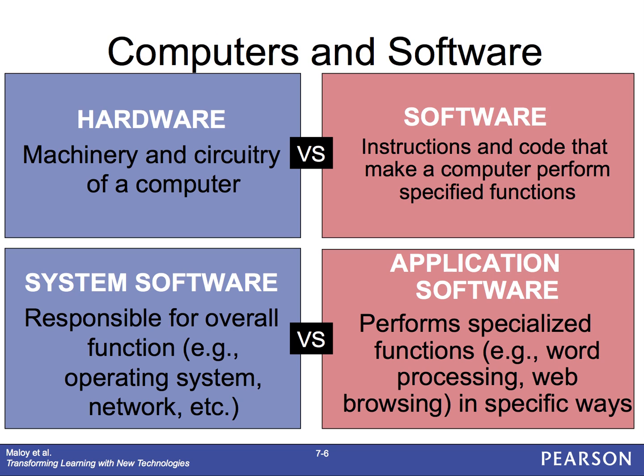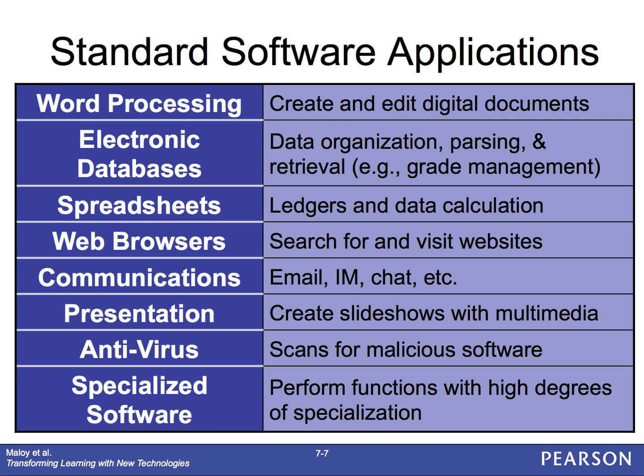Computers and software. I'm not going to go through this. We have hardware, software, system software, operating systems. That's Mac OS 10, Windows 7, 8, 9, 10, whatever is going on there. So you guys probably, hopefully, know this stuff. We have standard software applications, of course: word processing, databases, spreadsheets, browsers, communications, presentation, antivirus, and specialized software.